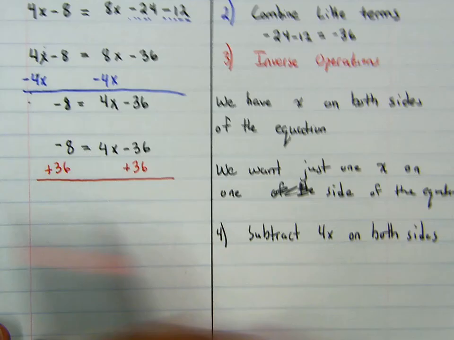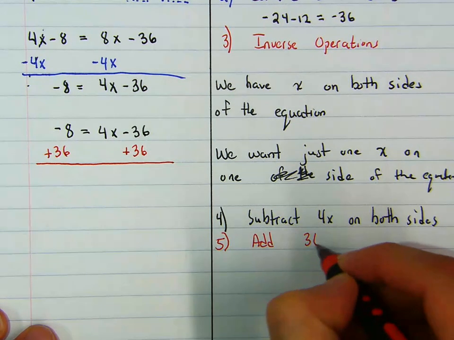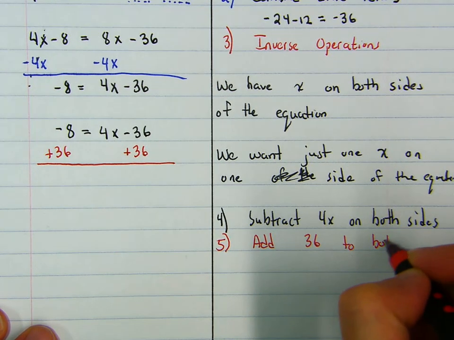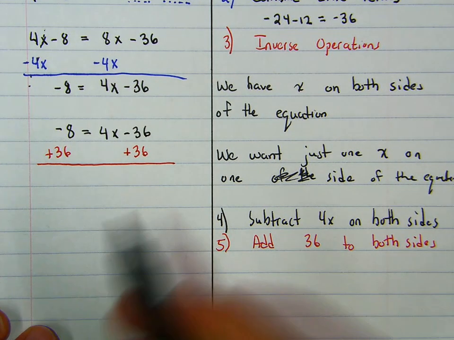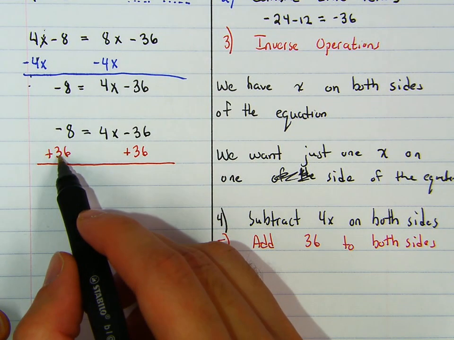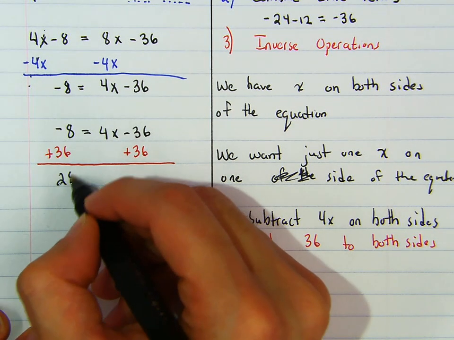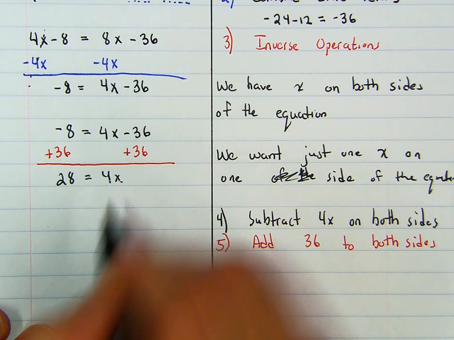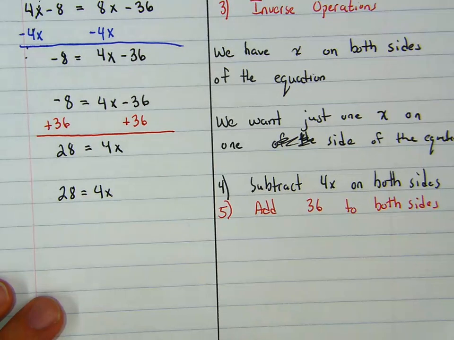So we could write that for step 5: add 36 to both sides. And now what do we get? Negative 8 plus 36. We have 28 equals 4x.